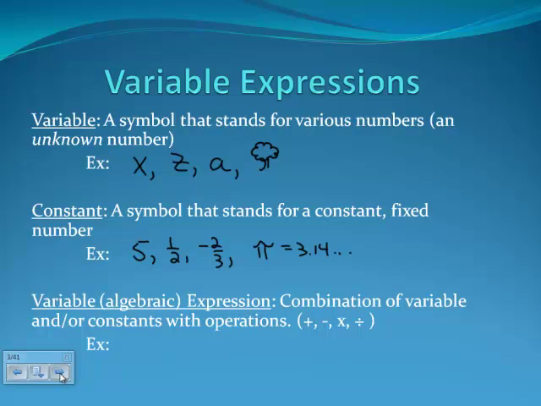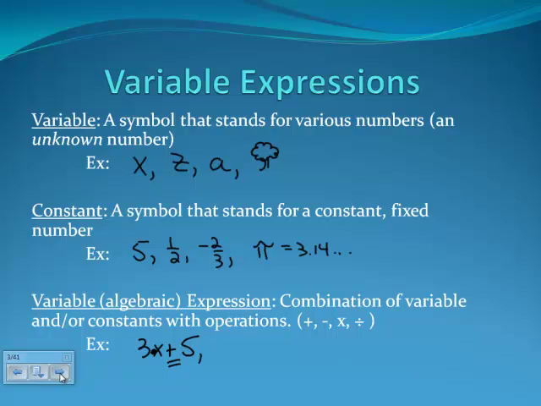So some examples of algebraic expressions might be this. 3x plus 5. Now notice that in this particular example, first of all, there's no equal sign. That's the key, that it's an expression, not an equation. There is a variable. The variable is x. There are 2 constants. The 3 and the 5 are constants. There are 2 operations in this problem. There is multiplication between the 3 and the x, and there is addition between the 3x term and the 5.